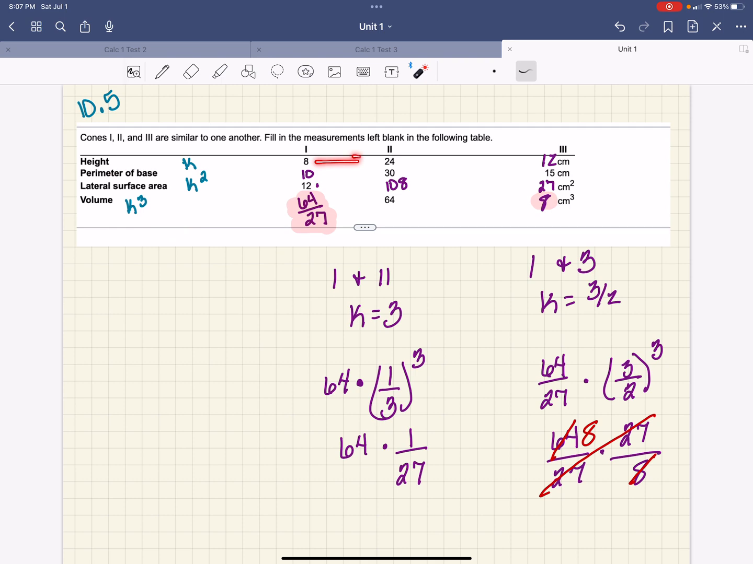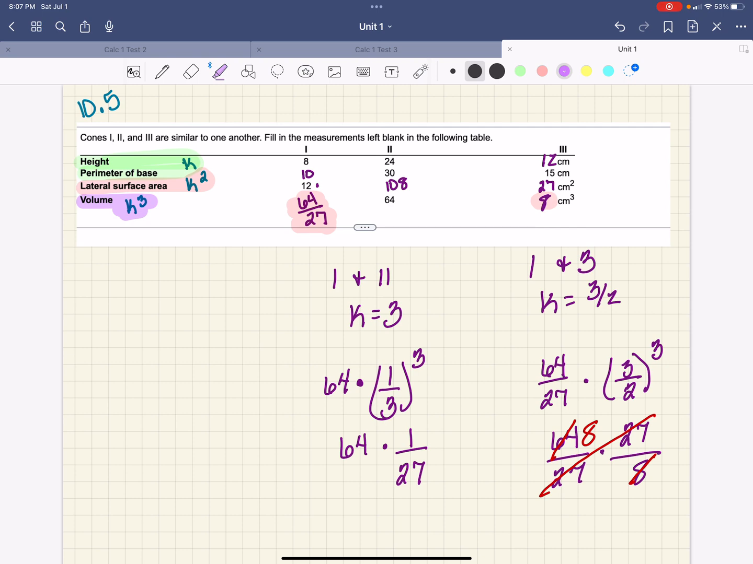So you're looking at the relationships between these measurements, and these are linear measurements right here. Height and perimeter, those are linear. So you're just going to have some k factor. Once you identify what that k factor is, then when you start talking about surface area, you're going to square the k factor. And then when you start talking about volume, you're going to cube it. Okay? And sometimes the similar figures are a little bit more challenging to understand.